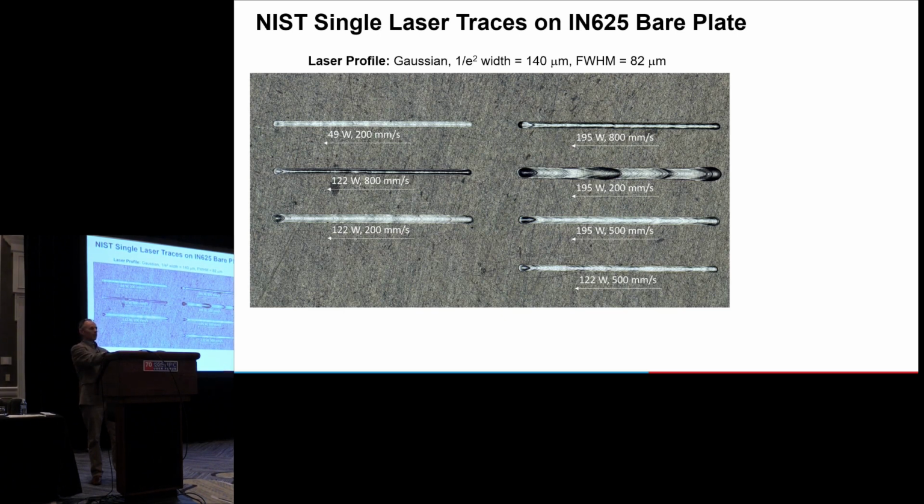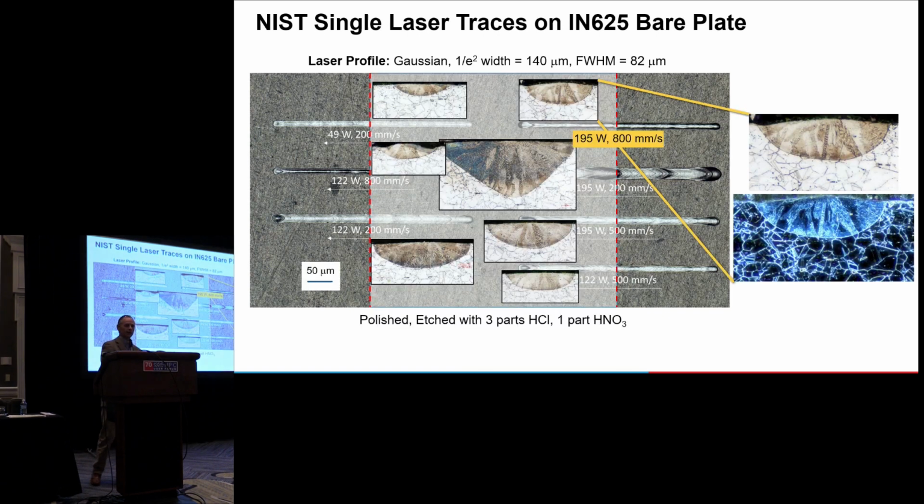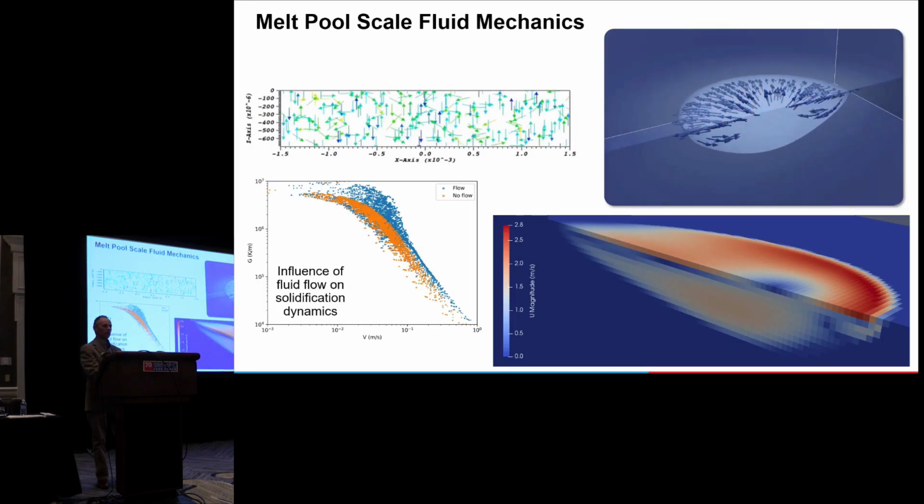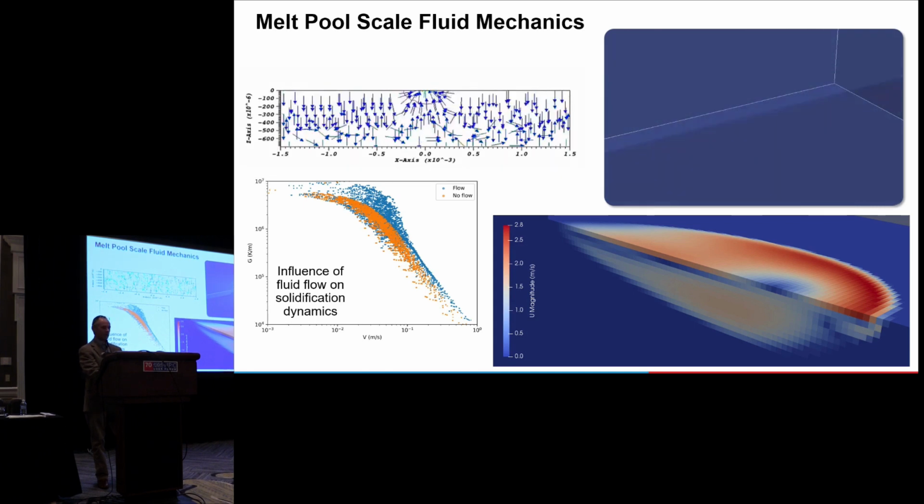This is more like welding. Take a bare metal plate and run a laser along it with different velocities, different powers. And you can take that, slice it, and look at the melt pool, the shape of the melt pool, and get a really nice look at the grain structure. We use this to drive a coupled simulation between the melt pool. I'm going through this quickly because I'm running out of time.